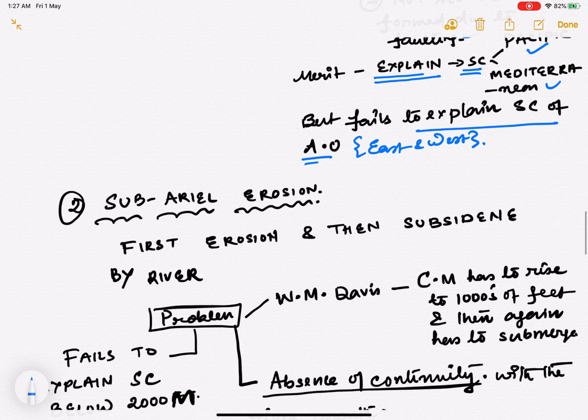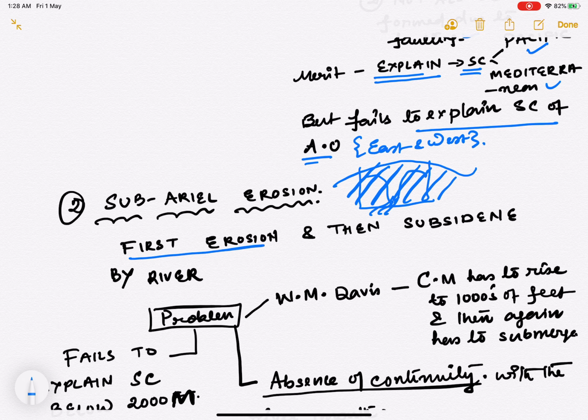Next, we have the subaerial erosion. The subaerial erosion is very simple. Most of you must have studied the fluvial cycle of erosion. In the fluvial cycle of erosion, what happens is that there is a formation of a valley. The valley is formed because of erosion by river flowing water. They simply say that after the valley is formed, the valley is submerged into the water. Hence, first erosion, like I have said, by river, and then subsidence.